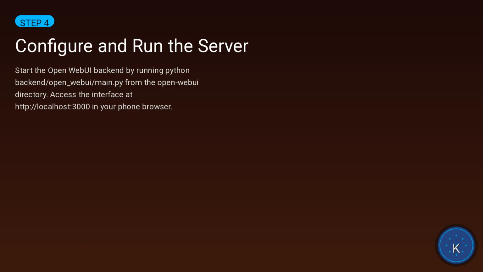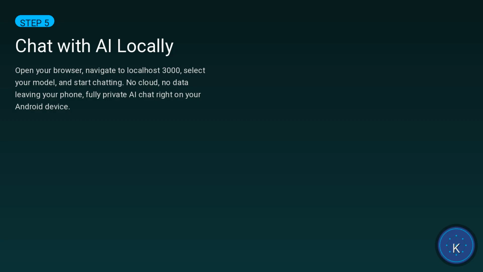Configure and run the server. Start the Open WebUI backend by running python backend/open_webui/main.py from the Open WebUI directory. Access the interface at http://localhost:3000 in your phone browser.